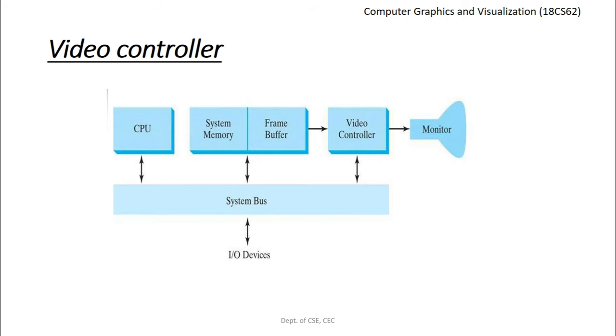It is reserved for storing the graphics information. A fixed area of the system memory is reserved for the frame buffer, and the video controller is given direct access to the frame buffer memory. The frame buffer locations and the corresponding screen positions are referenced in Cartesian coordinates. That is how the video controller accesses the frame buffer in order to perform graphics operations.